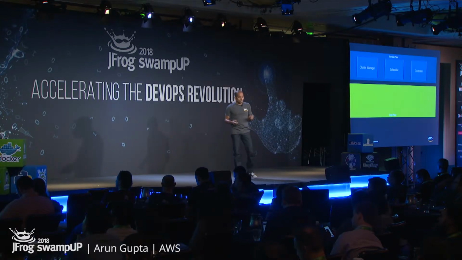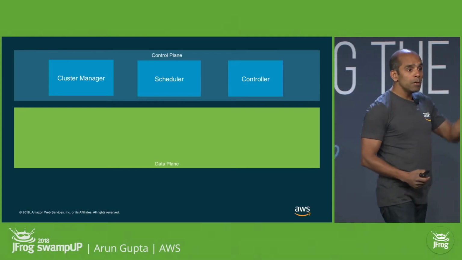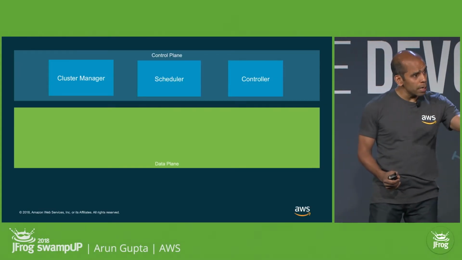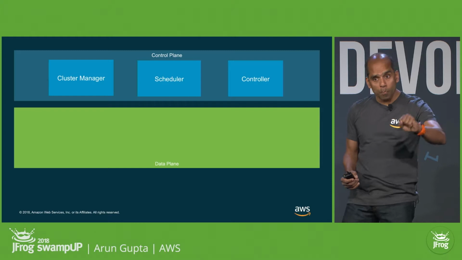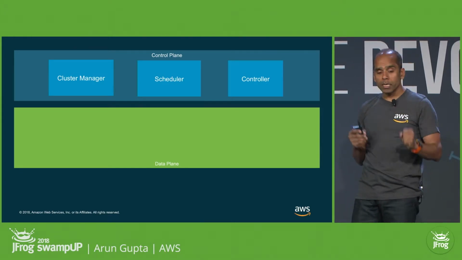Well, the control plane has a cluster manager, because at the end of the day, the data plane is where your containers are running. So it has a lot of EC2 instances running behind the scenes, and you need a cluster manager that can manage those EC2 instances. Then you need a scheduler, because you want to run a container. The scheduler should be able to place the container on the right EC2 instance based upon your affinity or anti-affinity.